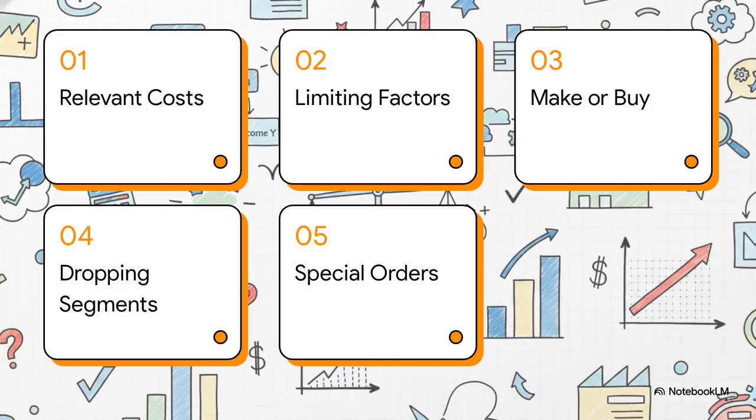Here is our roadmap for today. 1. Defining relevant business costs. 2. Navigating limiting factors. 3. Make or buy decisions. 4. Dropping unprofitable segments. And finally, 5. Evaluating special orders. Let's hit it.